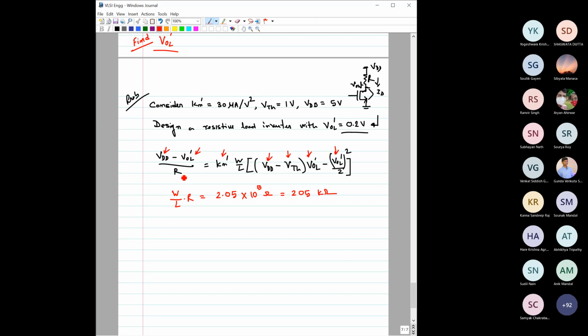Could you please check if you just put the values? Are you getting this type of expression or not? Please check it out. Sir, R value is not given. Yeah, so that's why I have kept R as R only. R value and W by L value is not given. Please try to find whether whatever I have written is correct or not.